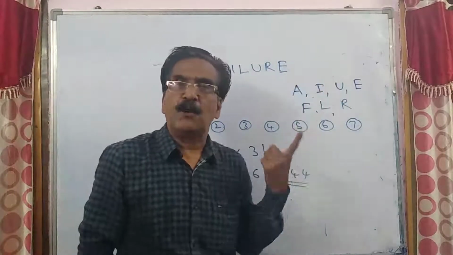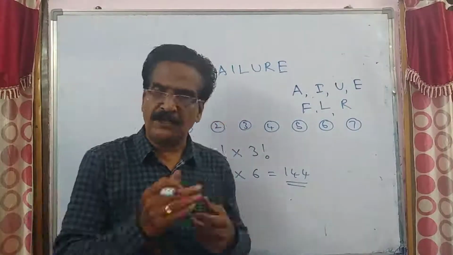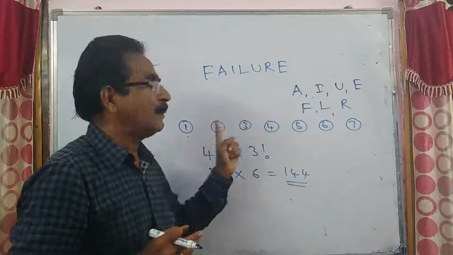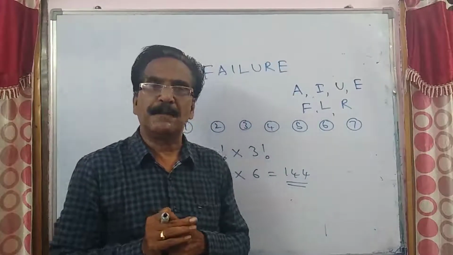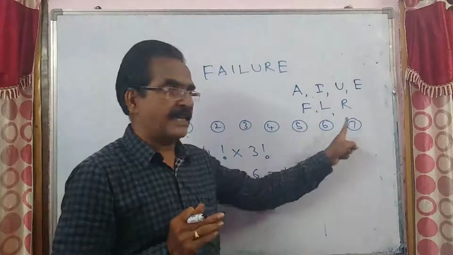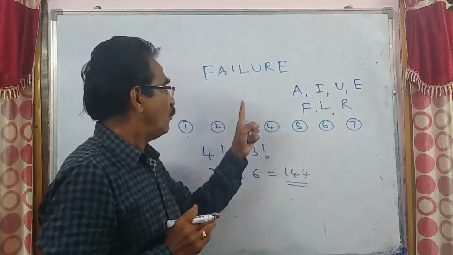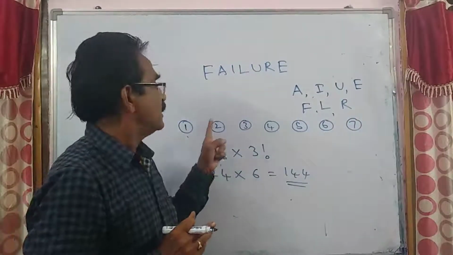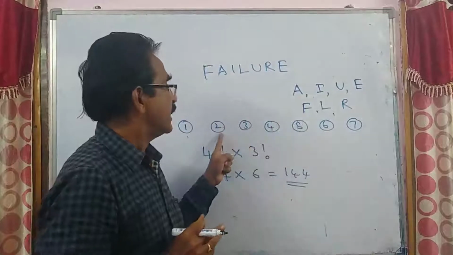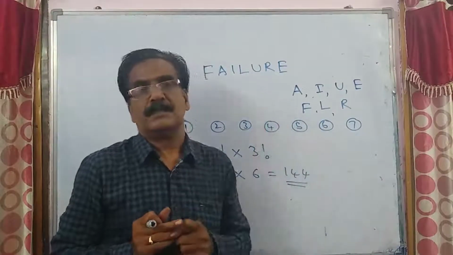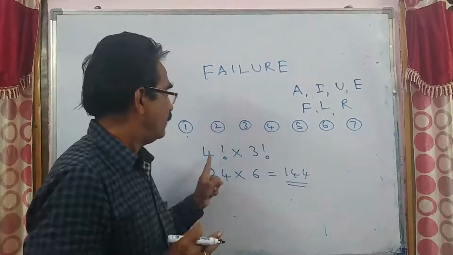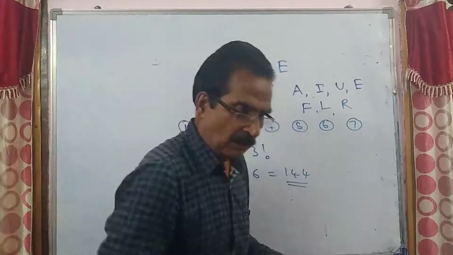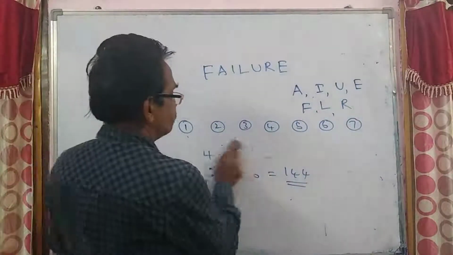In how many ways can the letters of the word FAILURE be rearranged such that vowels occupy odd places? There are 4 odd places and 4 vowels. 4 vowels can be arranged in these 4 odd places in 4 factorial ways. The remaining 3 consonants can be arranged in the 3 even places in 3 factorial ways. 4 factorial into 3 factorial is equal to 144. That is your answer. Now let us see one more problem here.